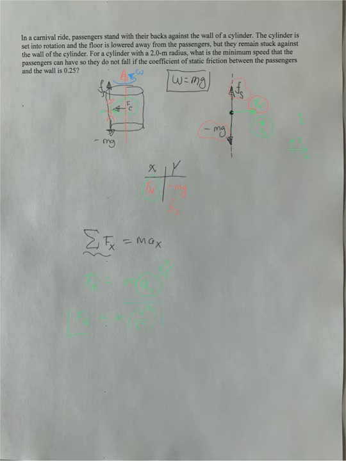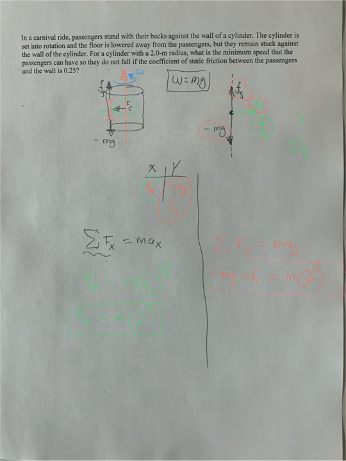Next, we will sum forces in the y direction. So let's go ahead and do that in red. I'm going to sum forces in the y direction, and we're going to set that equal to mass times acceleration in y. So in the y column, I have these forces, so I'm going to add those. So I have negative mg plus fs is equal to mass times v squared divided by r. Okay, so now I have this equation here. Oh, sorry.